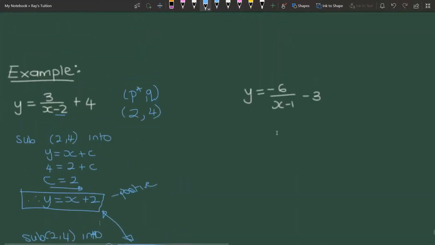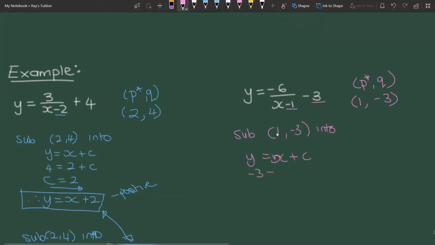Let us have a look at the next example. Again, first let us find P star and Q, because that's an important coordinate that we need. It is the intercept of our asymptotes. So we change the sign of x and we keep y the same. Then we're going to substitute 1 and negative 3 into y is equal to x plus c. In the place of y, we have minus 3, in the place of x, 1, and we solve for c. C is negative 4. This then gives us y is equal to x minus 4.